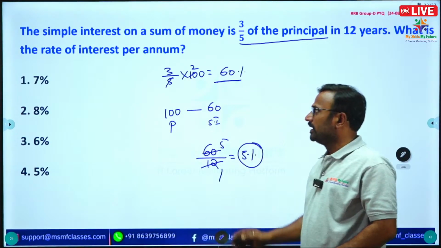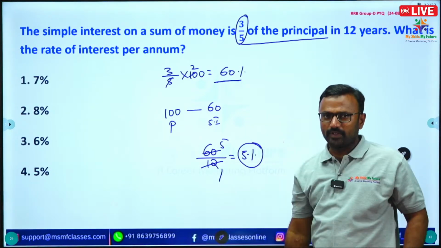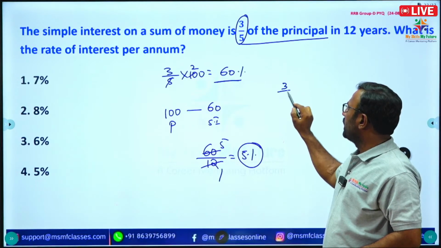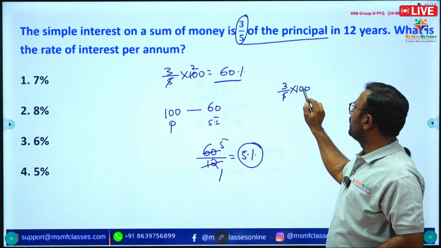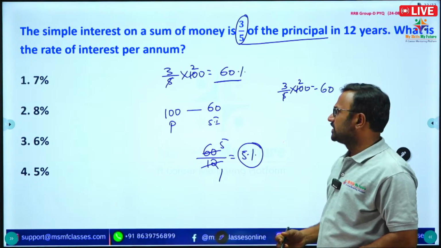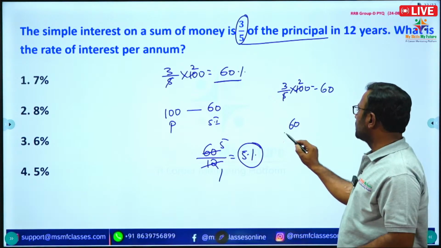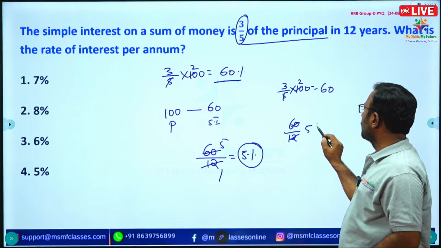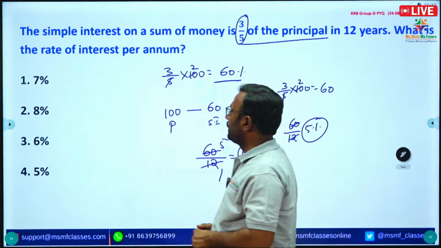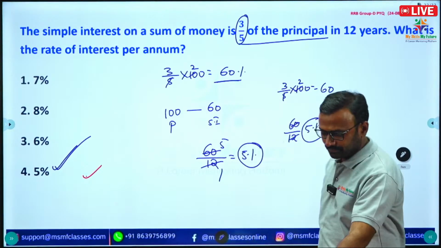Once again, see the question. The simple interest on a sum of money is 3 by 5 of principal. So I am taking principal as 100. What is the 3 by 5 of 100? So 5 ones are 5, 5 twos are 10, 60. So 60 is the simple interest. 60 is taking for 12 years. Just divide by 12, you get 5. So 5% per annum is the rate of interest. So see, option 4 is correct. Okay, right.